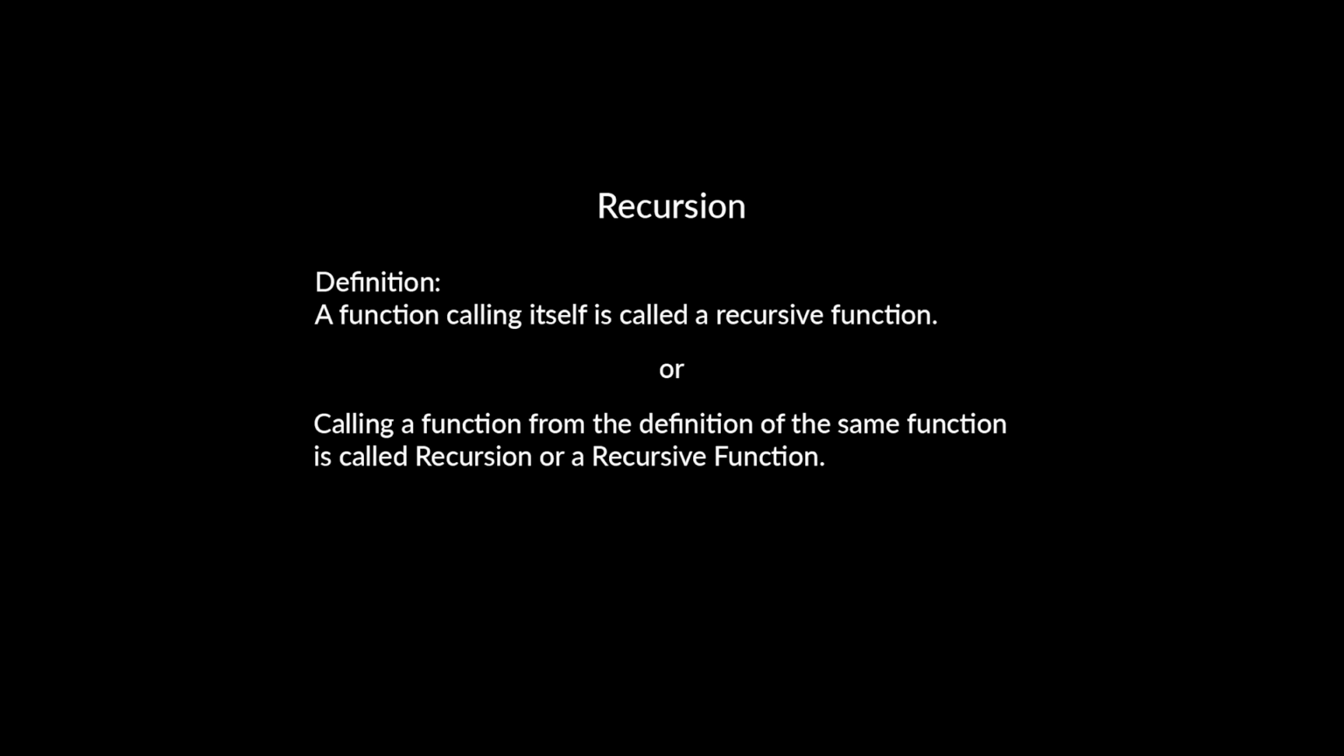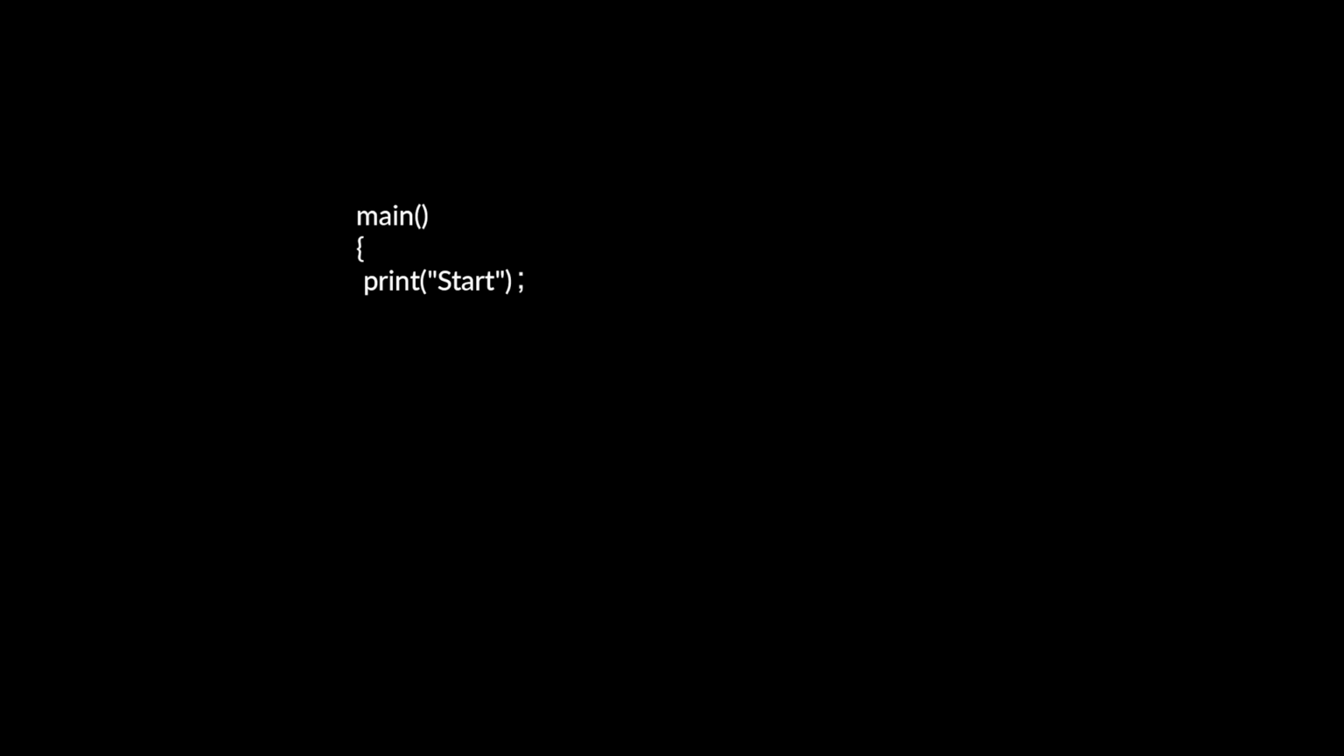For example, we have the main function. Then inside the main function, I will use the first print statement where I will write start. Now I want to call the main function explicitly. For the first time, the main function is called by the operating system or the OS. Second time, I will be calling it.